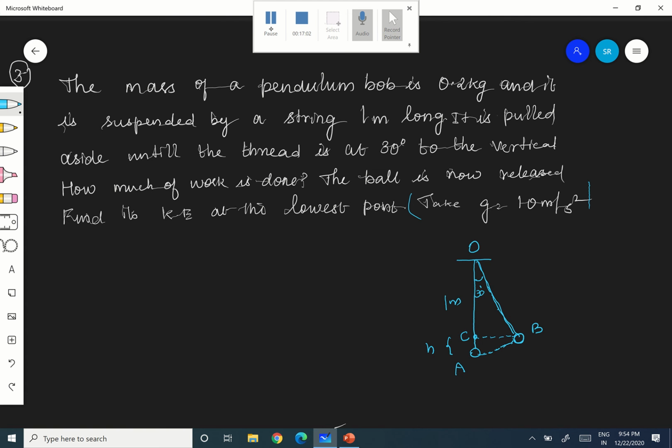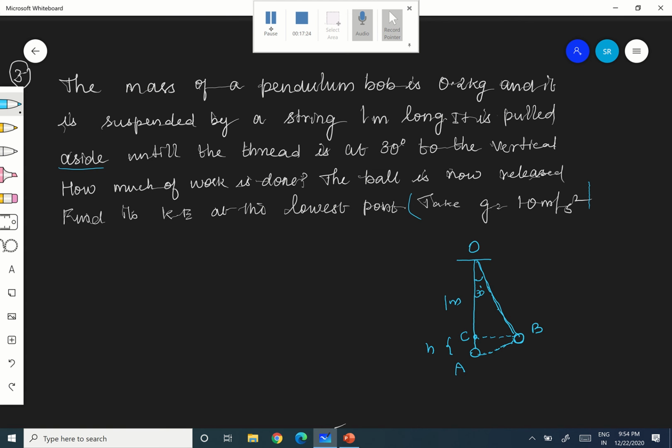Now I am pulling it aside through an angle of 30 degrees. That time, the bob will go to a certain height. Here, this is B. Therefore, what is the height to which it is taken above? H is the height.